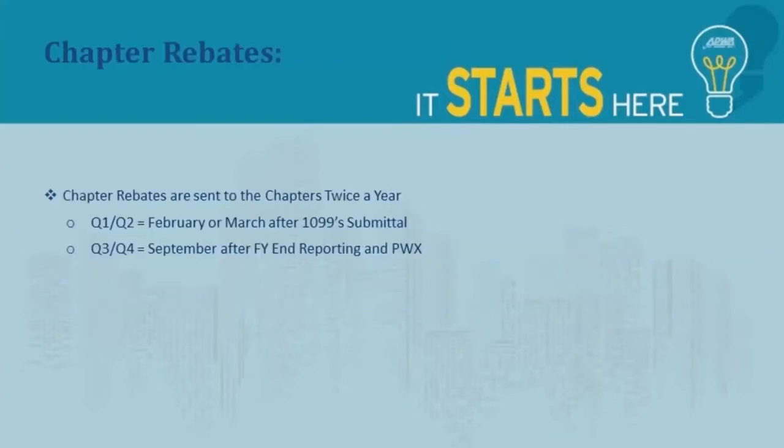And the next topic is chapter rebates. Chapter rebates are sent to the chapters twice a year. They're submitted after your 1099. So if you submit accurate and correct 1099s, you'll receive your first rebate check within February or March. And then your next rebate check will be within September after you complete your fiscal year-end reporting accurately and completely, and that would be after PWX.